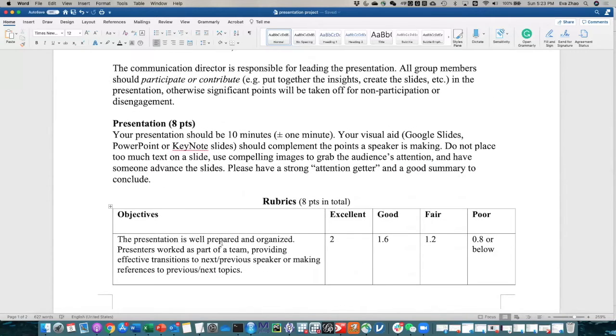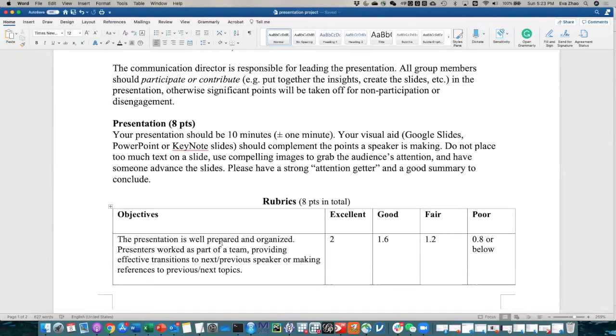Here is the rubric for the presentation. It should stay within 10 minutes, plus or minus 1 minute. Try to use visual aids, PowerPoint slides, and some images to help you effectively grab people's attention. Make sure you do not place too much text on a slide, and having someone advance the slides will be a good idea in the Zoom setting.